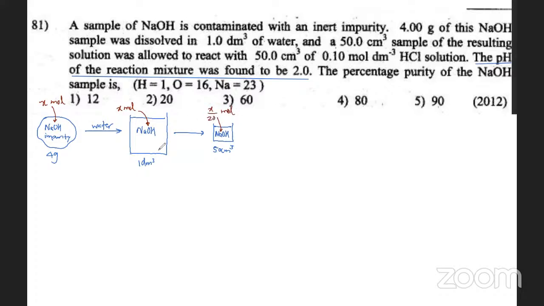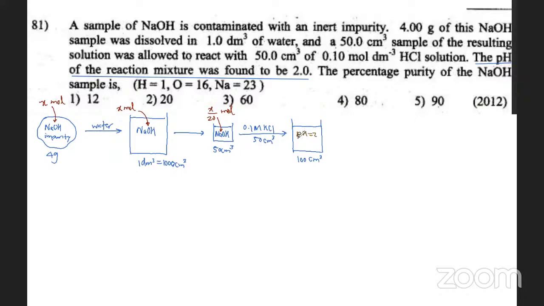It can't be x anymore because 1 decimeter cube is 1000 centimeter cube. So from 1000 centimeter cube we have taken only 50, and that is made to react with 50 centimeter cube of 0.1 M HCl. So now we have to be very careful. That gives us a resulting solution of how many milliliters? Obviously 100 milliliters, 100 centimeter cube, and the pH of the resulting solution is given as 2.